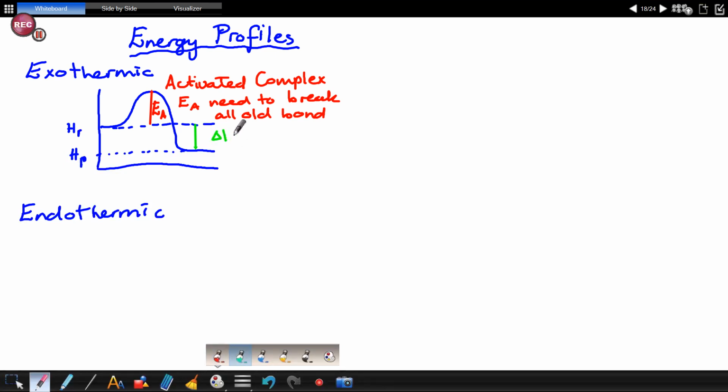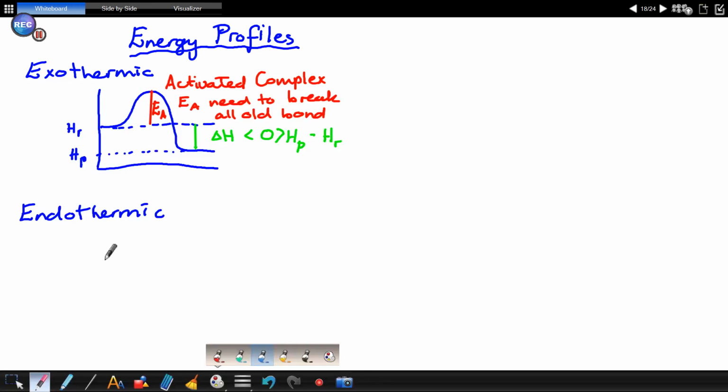Delta H is less than 0. It's the energy or the enthalpy of the products minus the enthalpy of the reactants. And you can see that the reactants are at a higher energy than the products. That's why your delta H, or the heat of the reaction, will be smaller than 0.